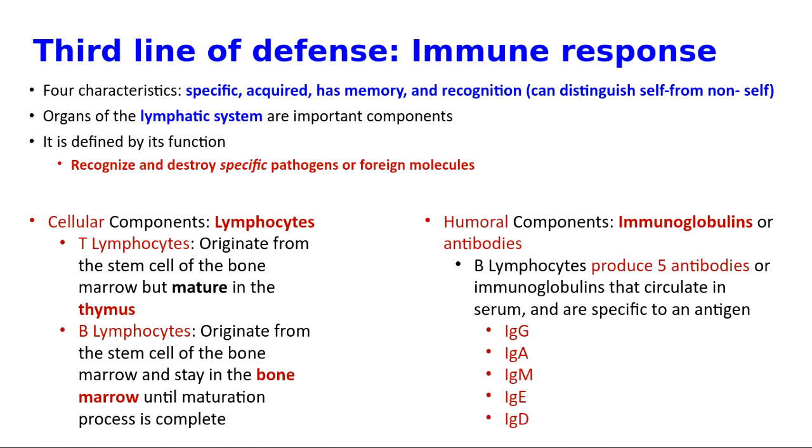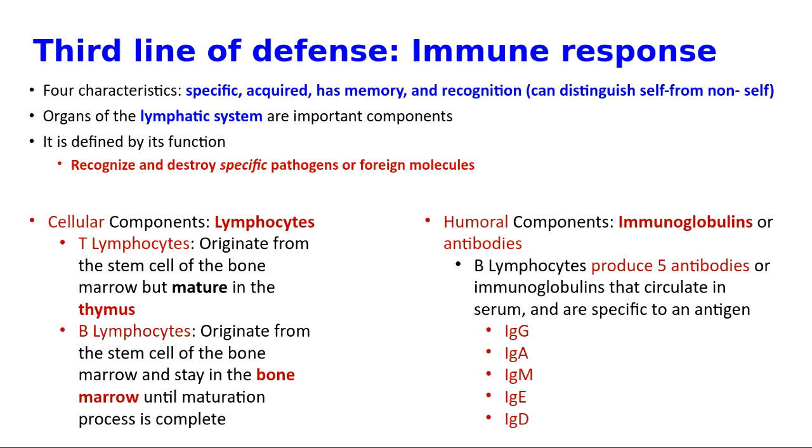Slide number 7 tells us a little bit of information about the third line of defense, and something very different about the third line of defense is that it has memory, it's acquired, and is very specific. And this is when immunoglobulins or antibodies are going to be made against specific antigens. The cells involved in the third line of defense are the lymphocytes. And the chemical or humoral components that are part of the third line of defense are the immunoglobulins or antibodies.